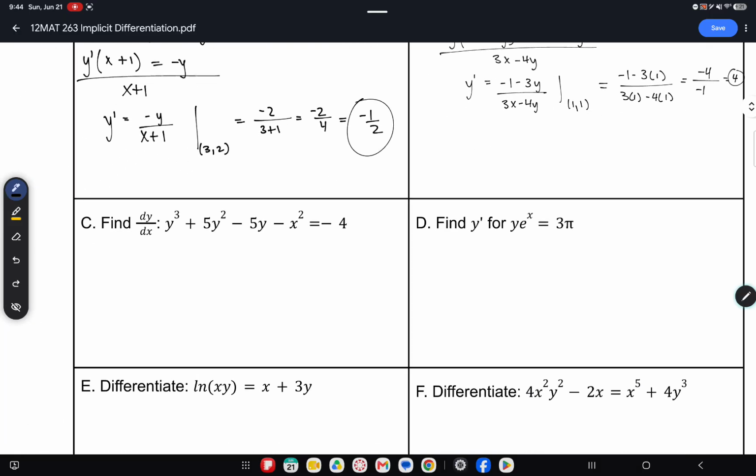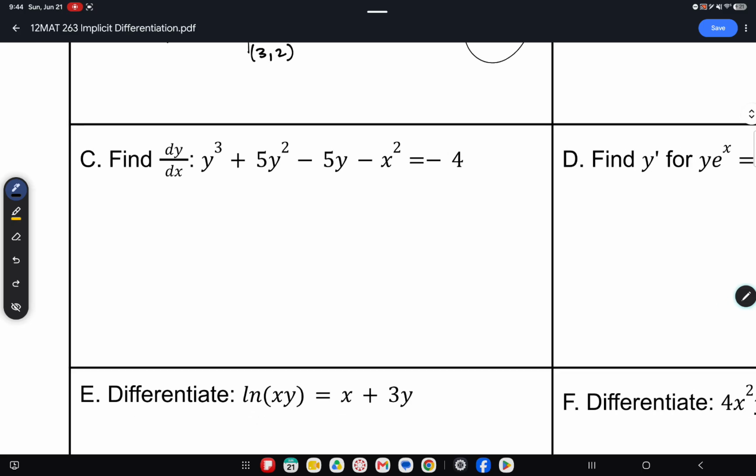All right. Sometimes we might have functions where it doesn't have us evaluate at a point. We just want the actual derivative. So let's do it here. So we're going to have 3y squared y prime plus 10y y prime minus 5y prime minus 2x equals 0. And then we just want to isolate the y prime.